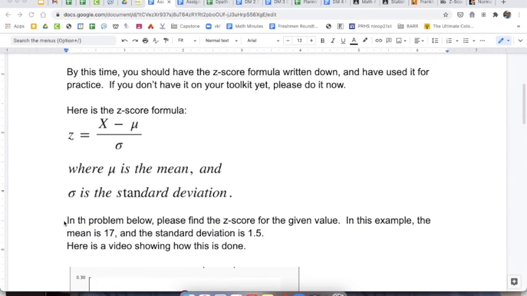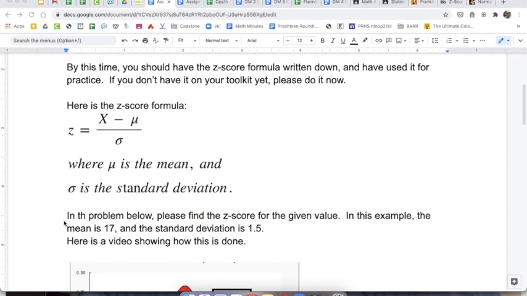By this time, you should have the z-score formula written down and have used it for some practice. If you don't have it on your toolkit yet, please do it now. Here is that formula. So we've got z equals x minus mu, all over sigma, where z is the standardized value, and x is whatever value we're looking at in the distribution, minus the mean. Remember to, on your calculator, hit enter after doing x minus mu. I'll show you why in just a moment.